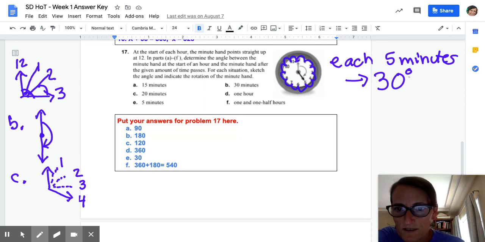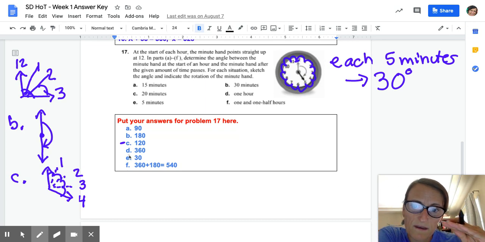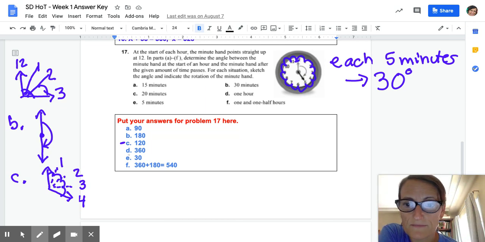So if you have 20 minutes here for C, you're going 30, 60, 90, 120. That's where that comes from. You could have also thought of 20 minutes as a third of an hour. 20 minutes, another 20 minutes, and another 20 minutes gives you a full hour. So you could have divided 360 by 3. There's lots of ways you could do it.